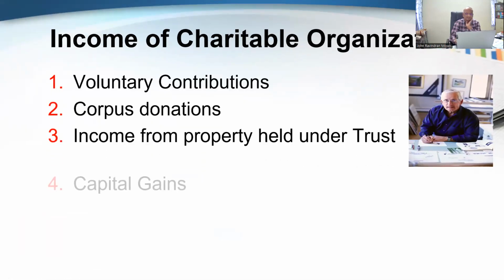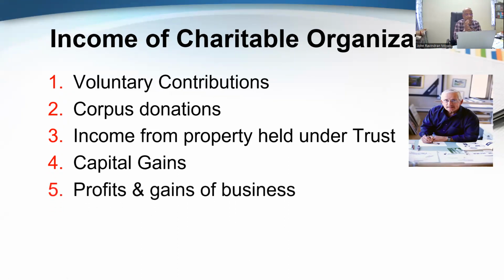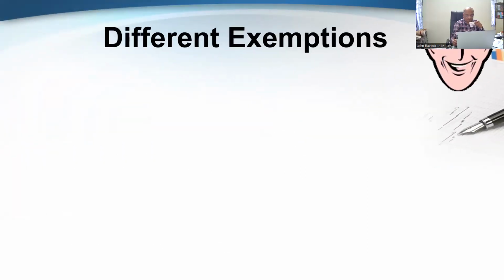We have seen yesterday the various income of charitable organization. We have seen voluntary contributions, donations, corpus donations, income from property held in a trust, and capital gains. And finally, we have also seen the profits and gains of business. We also saw when a business can be carried out by a charitable organization. Today, we are going to see the various exemptions available to charitable organizations.